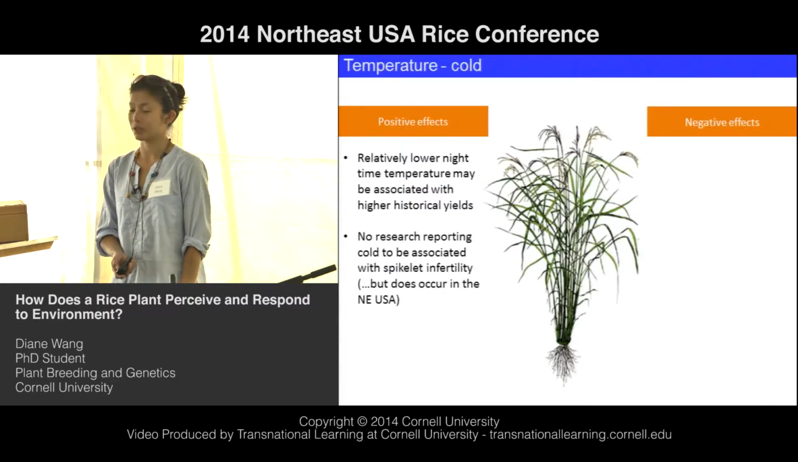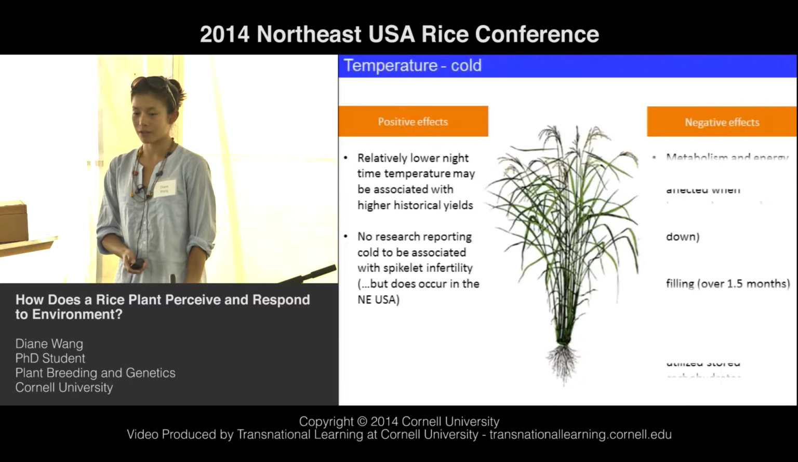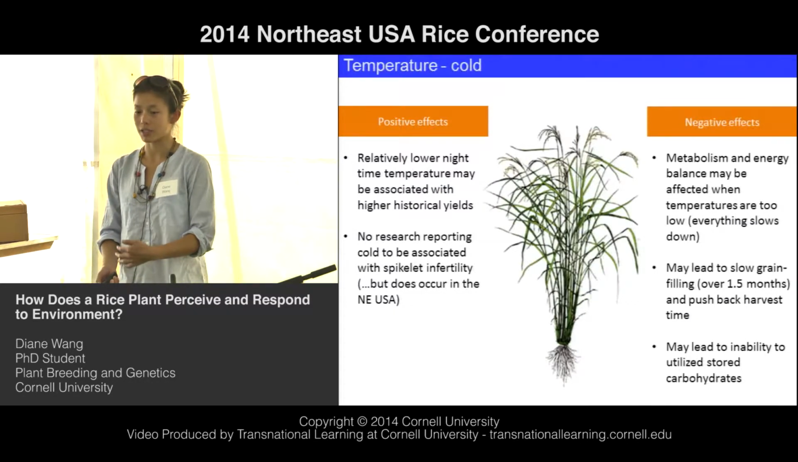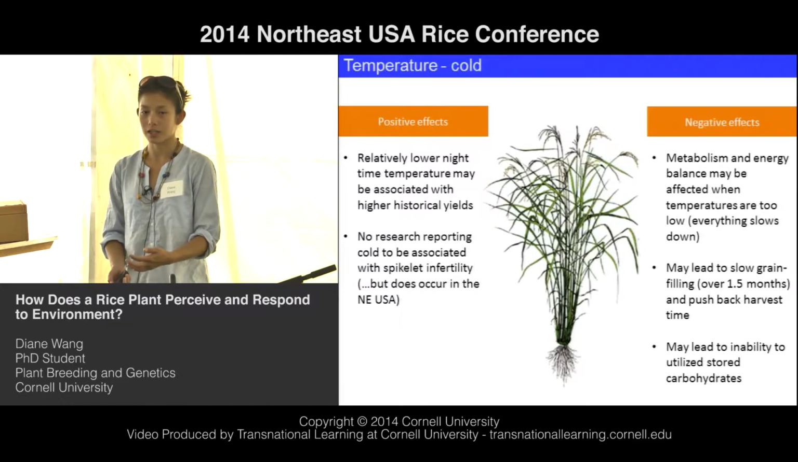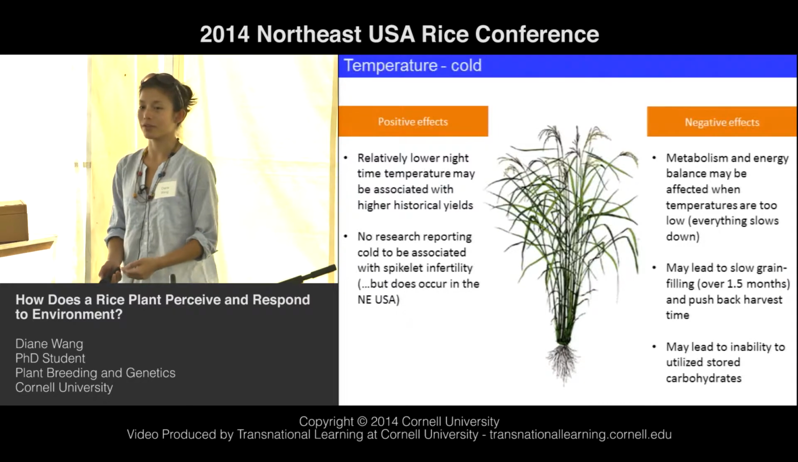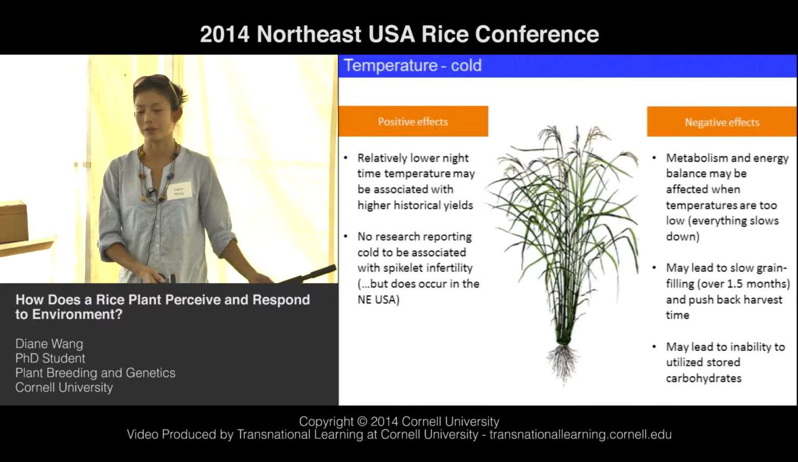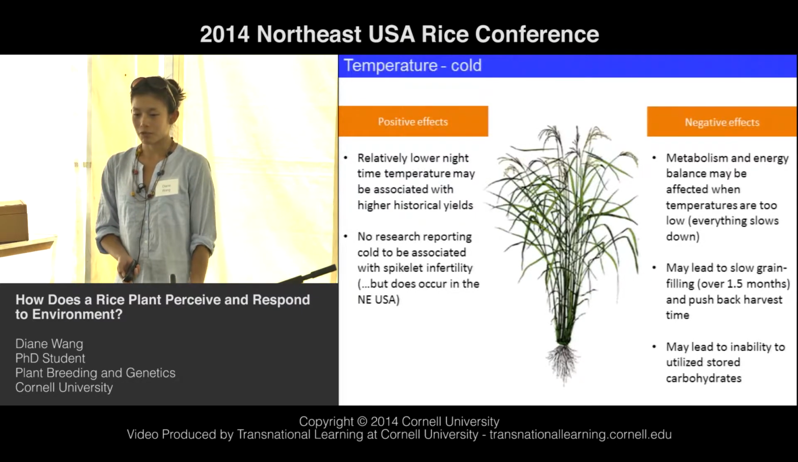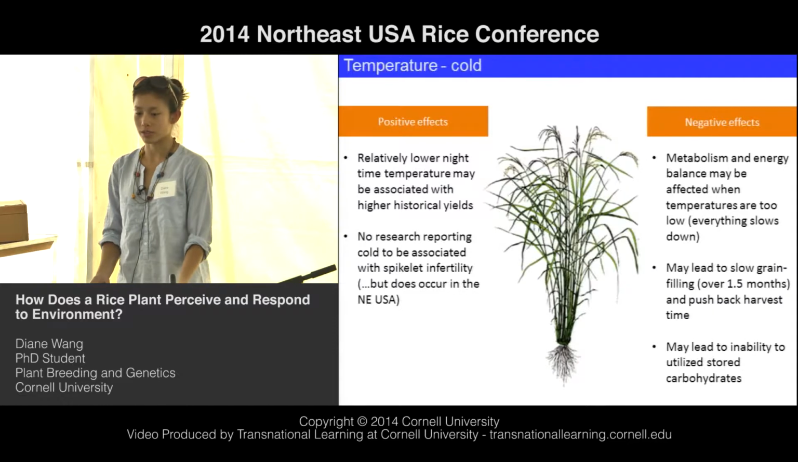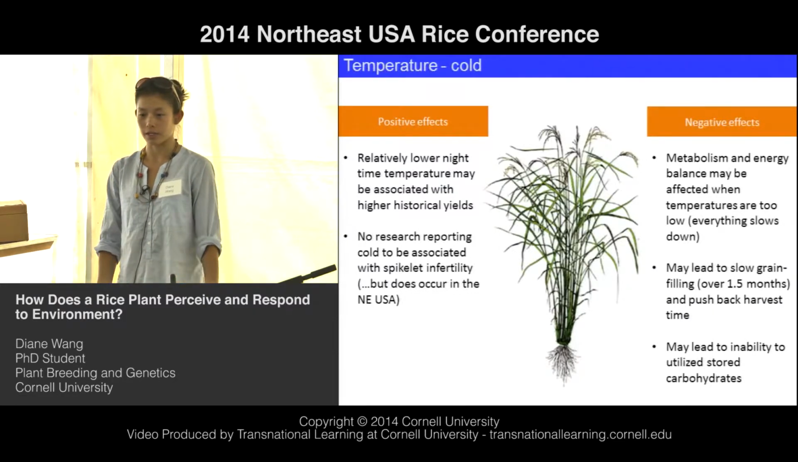Okay. Yeah. Okay. And then some of the negative effects, so it's the opposite of heat in that metabolism and energy balance are affected and everything sort of slows down. And you probably don't want this to happen if you have a short growing season and things are slowing down already. So you have slower grain filling, and so this could last 1.5 months to 2 months, whereas if you had a hot condition, it could be 30 days.